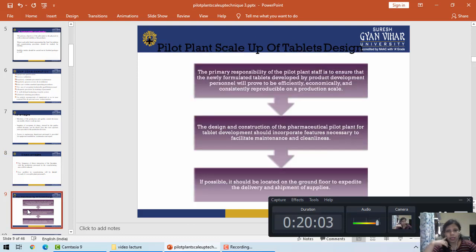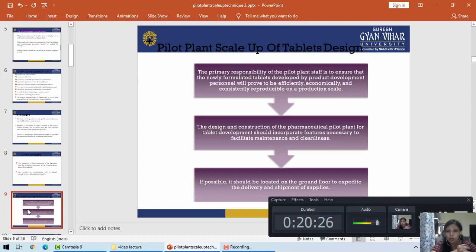Now the pilot plant scale up of tablet design. We'll discuss the scale up technique of different formulations. So first we'll start with the solid dosage form. In solid dosage forms, you know that the most basic solid dosage form is the tablet. So we will start with the pilot plant of tablet.